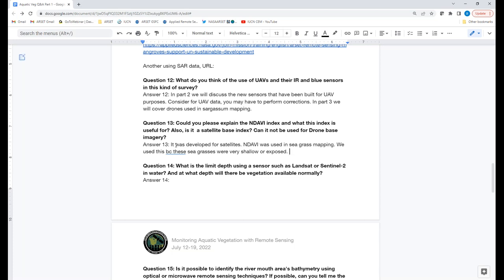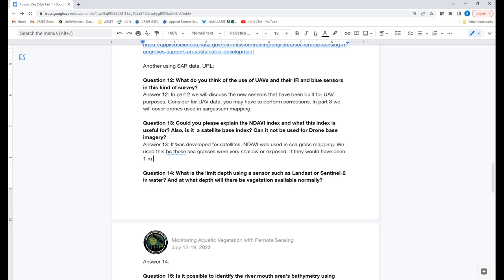So if the seagrasses had been a meter or so underwater, we most likely would not have been able to use it, because it's already affected by the absorption of the water itself. But the NDAVI, as opposed to NDVI, NDVI uses the NIR and red bands. NDAVI uses the NIR and the blue bands also.